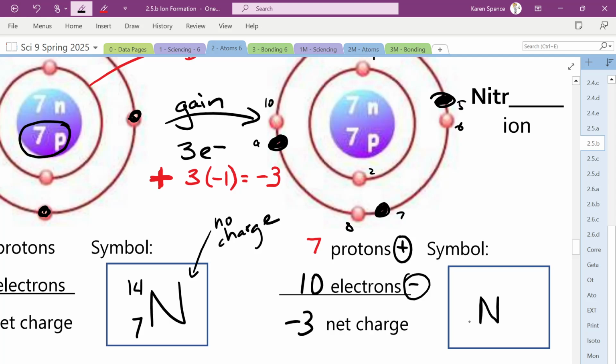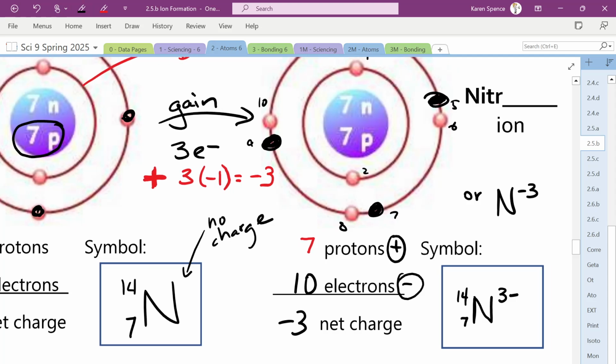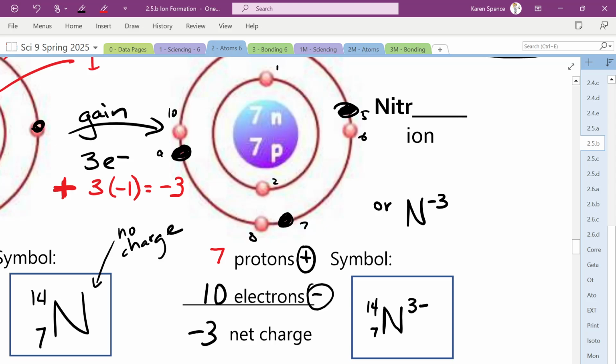So we could then say that we have nitrogen. It still has 7 protons. It still has 7 neutrons, so its mass is still 14. But what is its charge now? -3. We can say 3 minus, or you can say N -3. 3 minus is the grown-up way. The other one is okay.